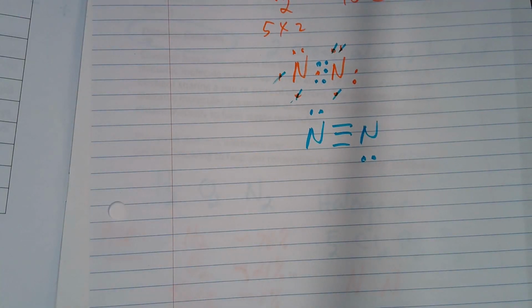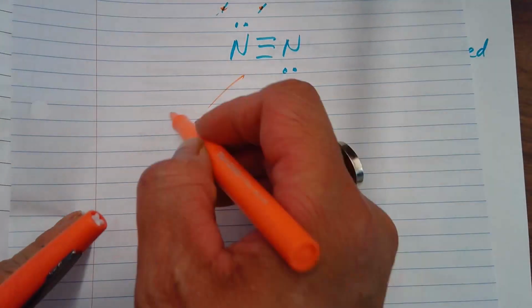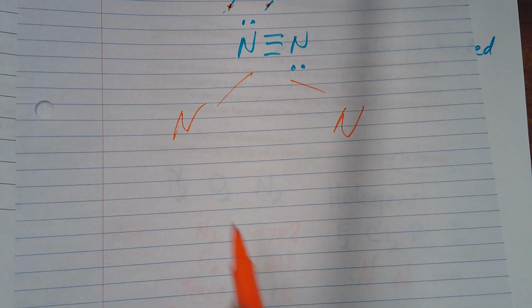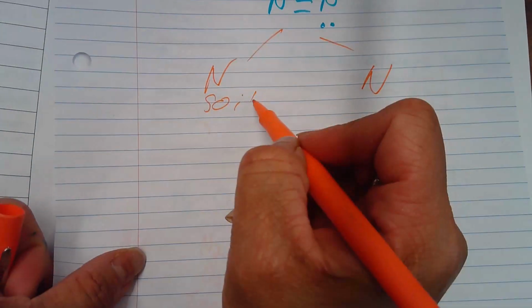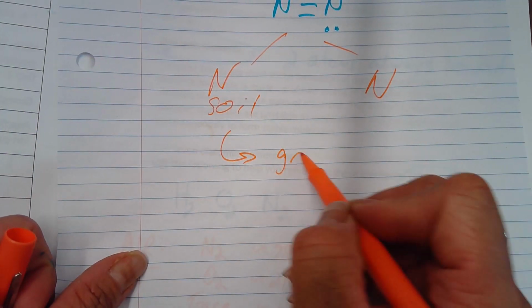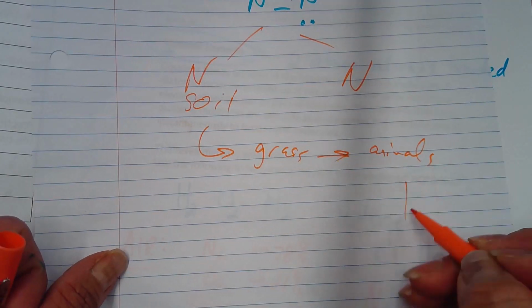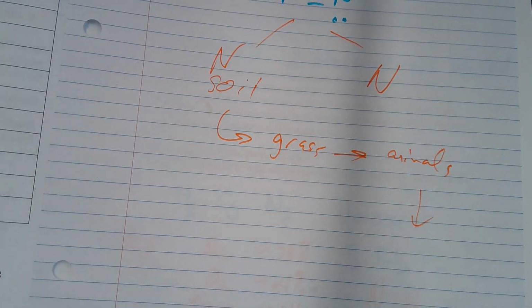But if you do break them, you've got N here, you've got N there, you've got those radicals, and that is good fertilizer. So N2 is really not a good fertilizer for the soil. The nitrogen from the air has to get to the ground. The N will then go into the soil, right? And then this will go into the grass, and this will go into the animal that eats it, and then that will go into the animal that eats that animal.